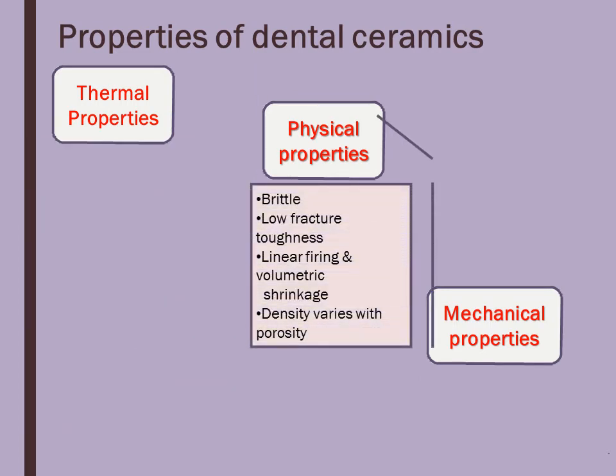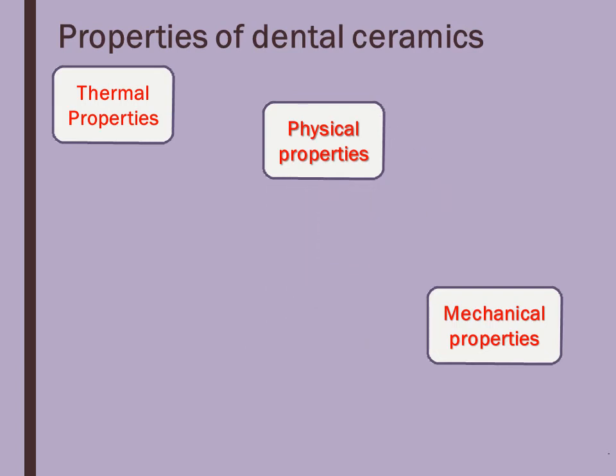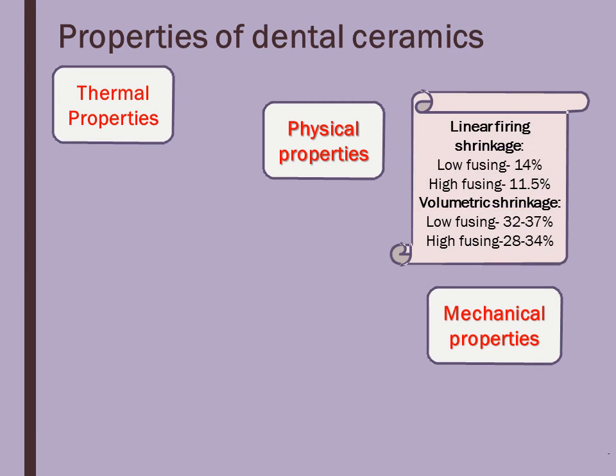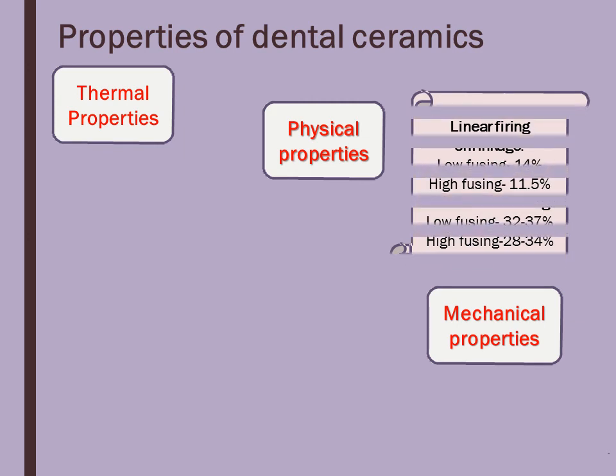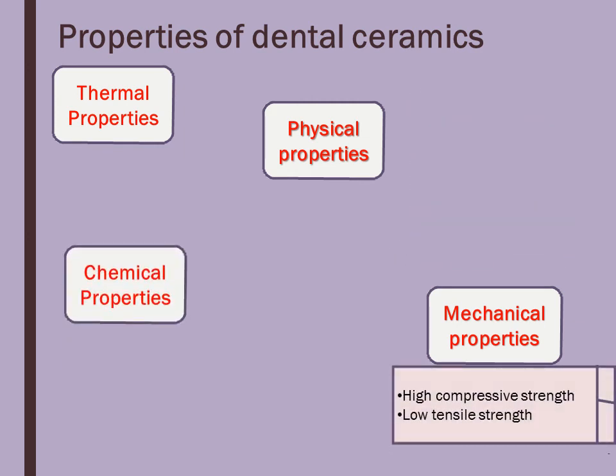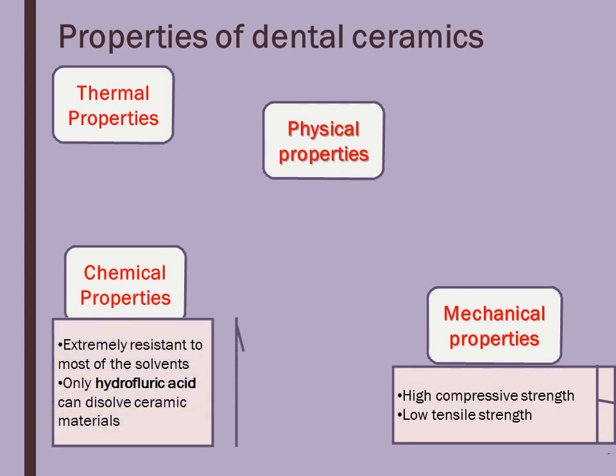Physical properties: it is brittle. This is one of the disadvantages of dental ceramics, that it is very brittle. Low fracture toughness, linear firing and volumetric shrinkage is present. Density varies with the porosity. Looking at the mechanical properties, high compressive strength but low tensile strength. So that is why it is brittle.